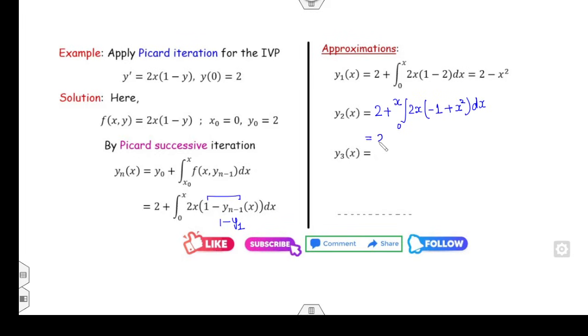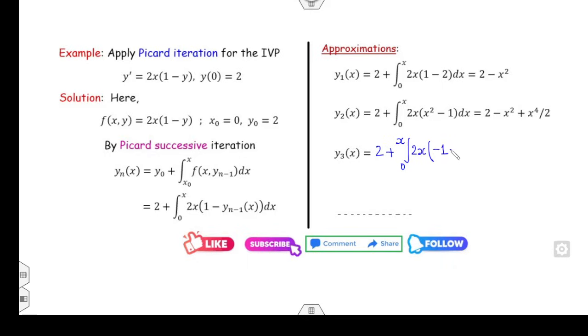Fine. So how can you integrate them? You can open this bracket. It will be minus 2x plus 2x cube dx. Now you will get 2 plus, can you integrate them? It is minus x square plus 2x4 divided by 4 from 0 to x. So once you substitute x, you will get the y2. Similarly, you can find y3, integrating from 0 to x of 1 minus x square plus x4 divided by 2.